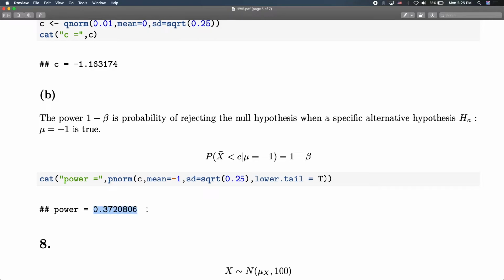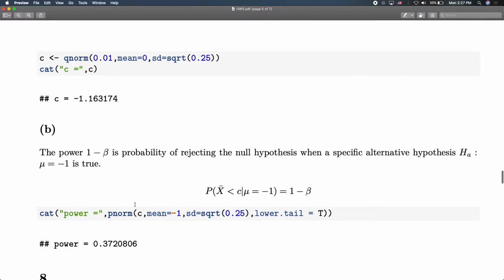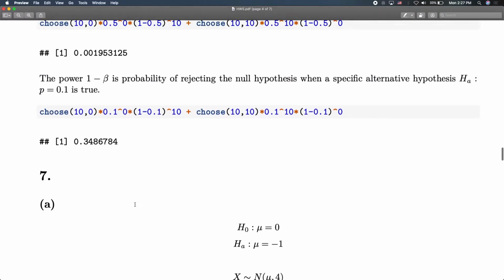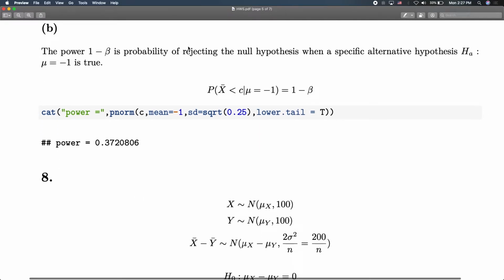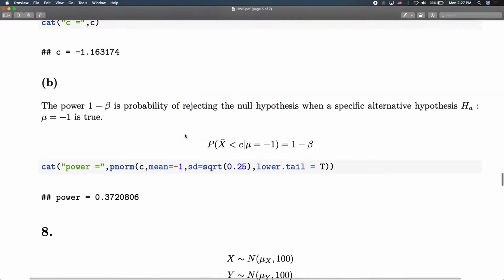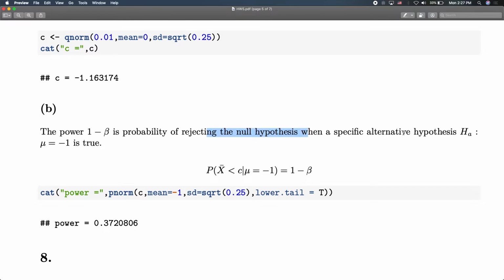this one. If it's asked for beta, then you need to do 1 minus that. But this one should directly output the power. So both of these questions are just referring to the definition. The significance level is rejecting the null when the null is true, and the power is rejecting the null when the alternative is true.